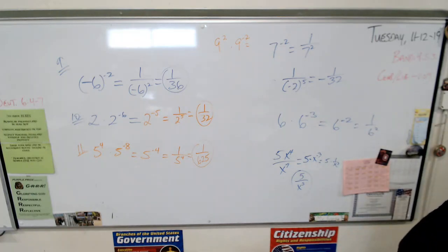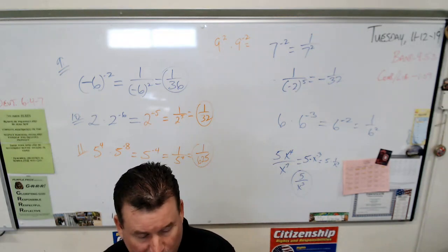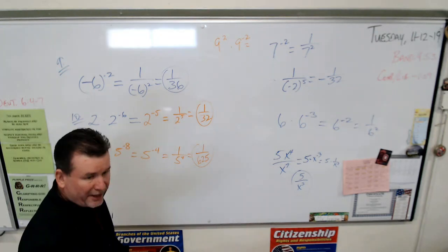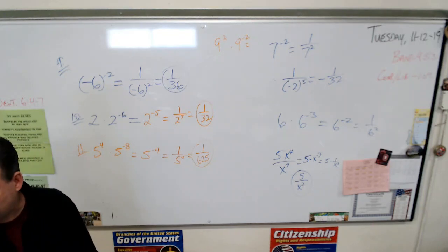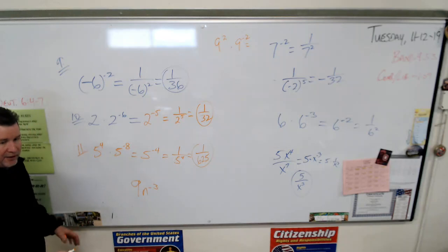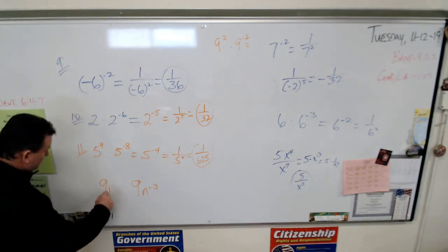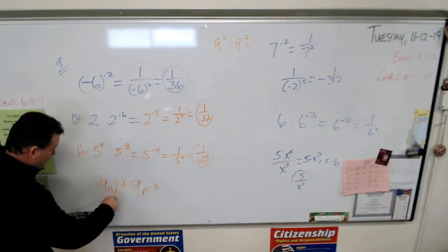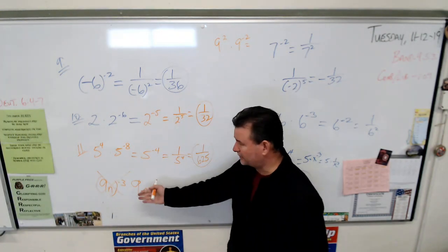All right. Number 15. I understand why you don't get it, because the coefficient and the variable are written right next to each other. So here's the best way for me to help you understand that. Read number 15 like this. 15 says 9 times n to the negative 3. Listen to me. It does not say this. Everybody see the difference? Those two are not the same.